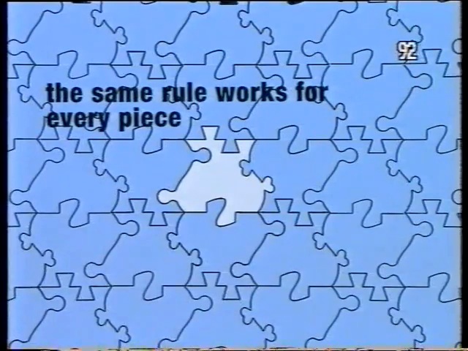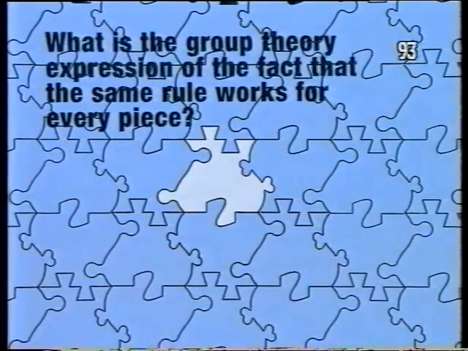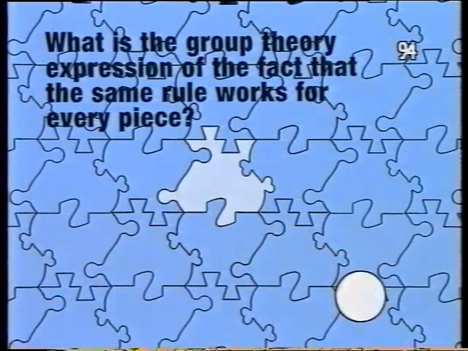The vital point to realize is that the rule which says how pieces are fitted around a particular piece works also for every other piece. In other words, if you imagine yourself standing on a piece, the pattern as a whole will look exactly the same no matter which piece you've chosen to stand on. Now that's beginning to sound more like mathematics, isn't it? Can you recognize the mathematical property of the pattern that corresponds to this fact? If you need more time to think, pause the tape.